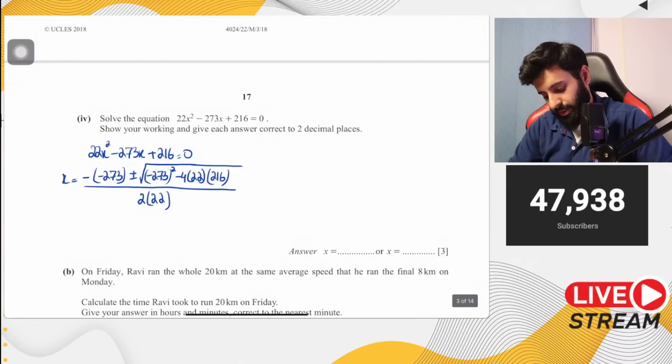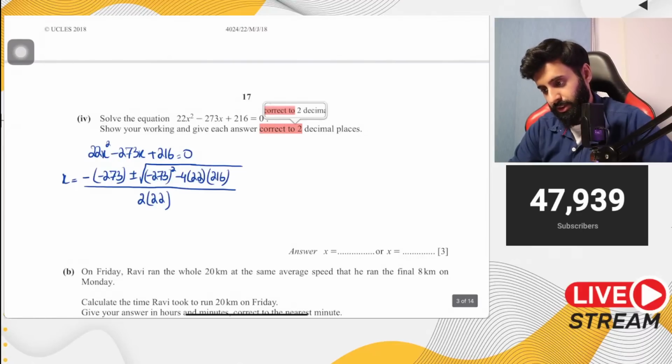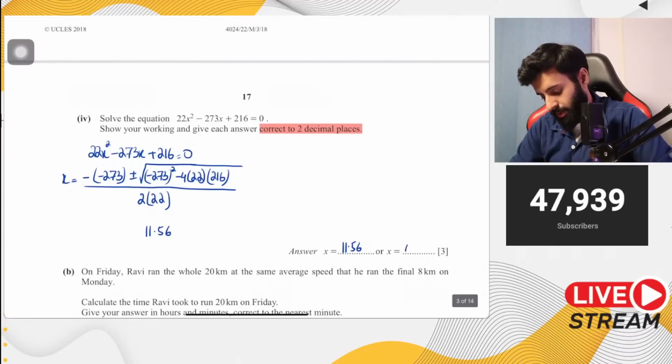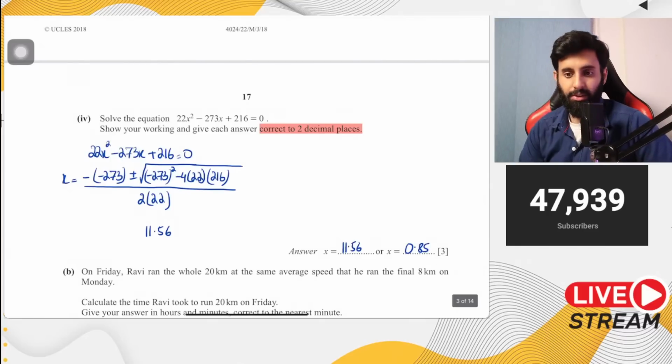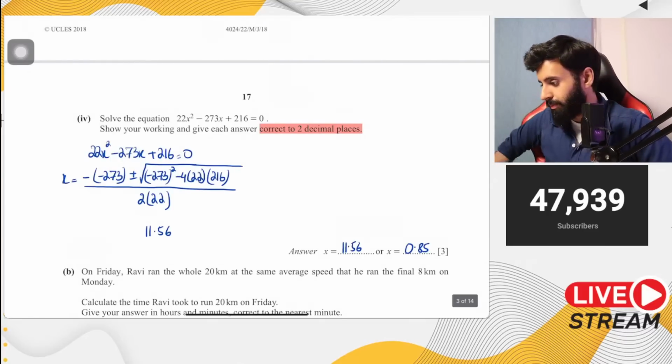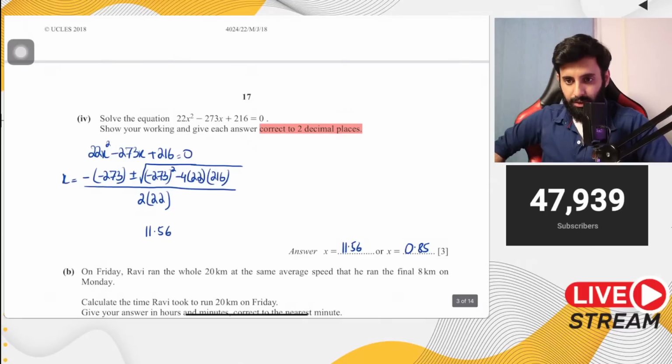So one value of x that I'm getting, make sure to read the question carefully. It says correct to 2 decimal places. So 11.56. There you go. 11.56 is one value, and the other value is 0.85. So 11.56 and 0.85 are your two values of x.